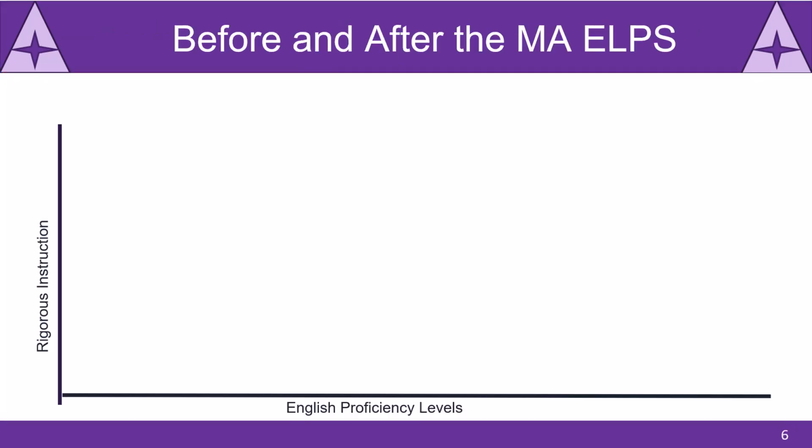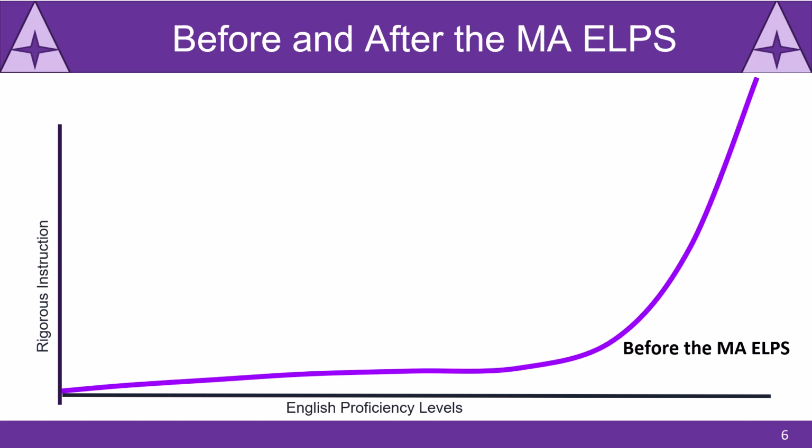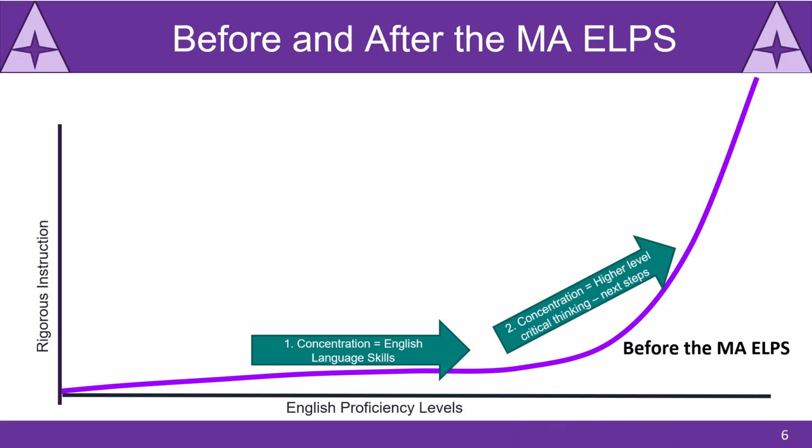The ELPS also provide guidance for how to support beginning level English learners in providing rigorous instruction. Before the ELPS, rigorous instruction was generally reserved for learners at the more advanced language proficiency levels. This graphic shows a comparison of the teaching progression before and after the ELPS. We can think about the teaching progression before the integration of the ELPS almost as two separate phases of learning. One concentrated on developing English language skills, with an exponential push toward the end of the ESOL instruction to bring in higher level critical thinking skills to help prepare students for their next steps.